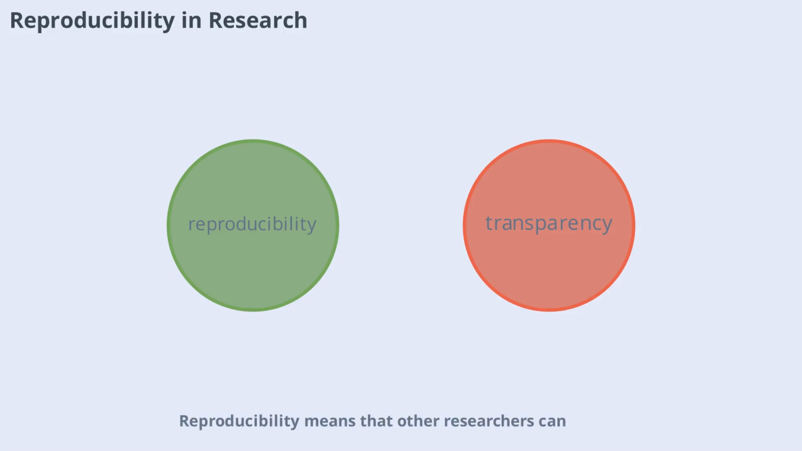Reproducibility means that other researchers can repeat a study and obtain similar results. It is a cornerstone of scientific credibility. Ensuring reproducibility involves transparent reporting, sharing data and methods, and adhering to rigorous standards throughout the research process.